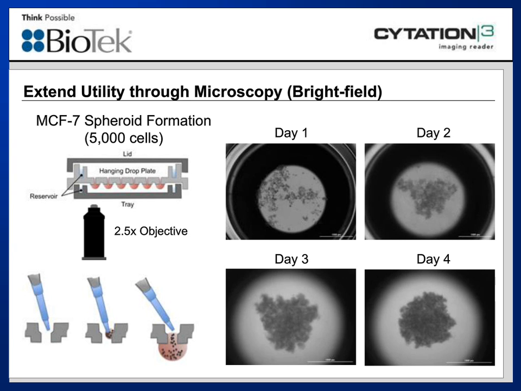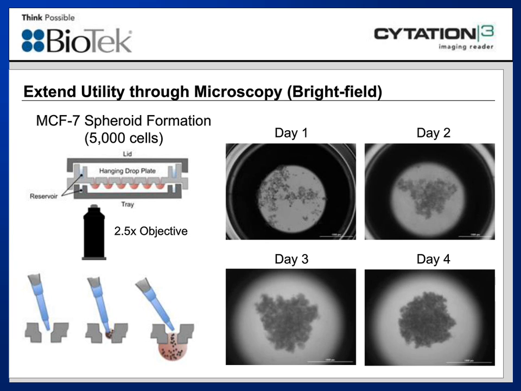So in the panel here on the right, we can see day 1 through day 4, and we can see dispersed cells in day 1, aggregates forming in day 2, and then certainly by day 4, a much more confluent aggregate formed, or spheroid.